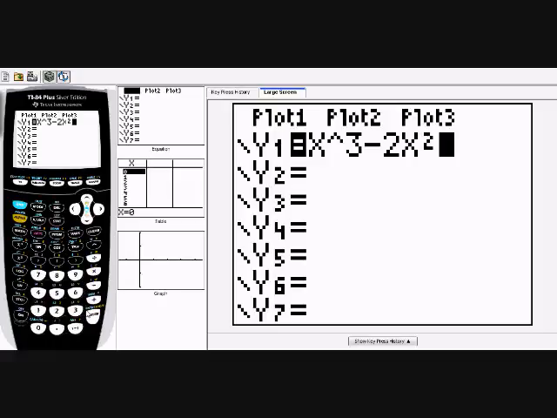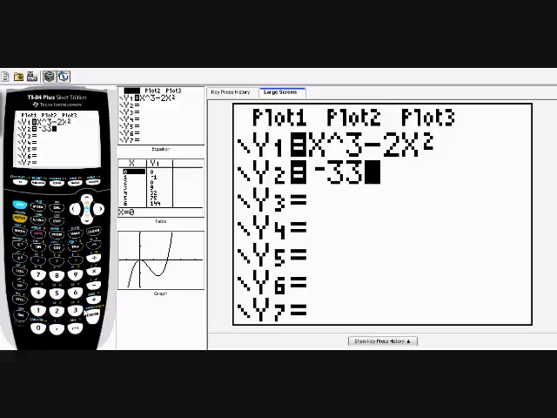Okay. And then in the y2, I'll put the equals negative 3. So I'll say negative 3. Now, when you go to graph these, you need to look at a few things.